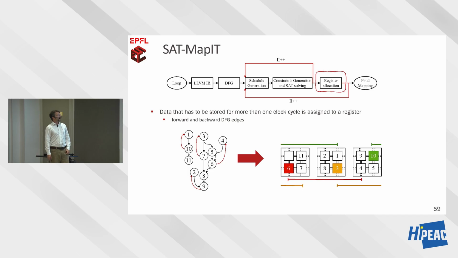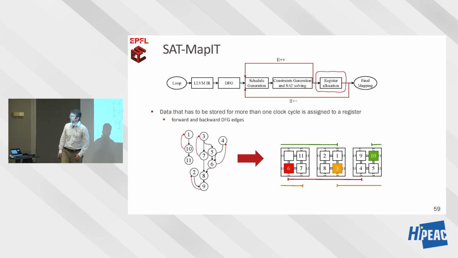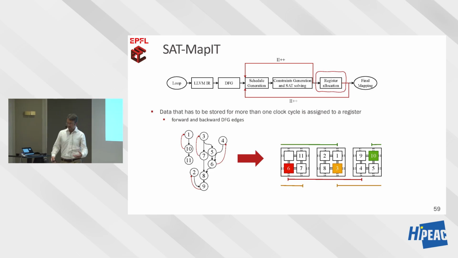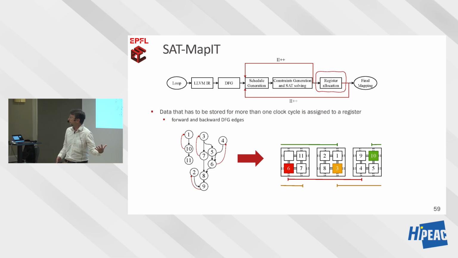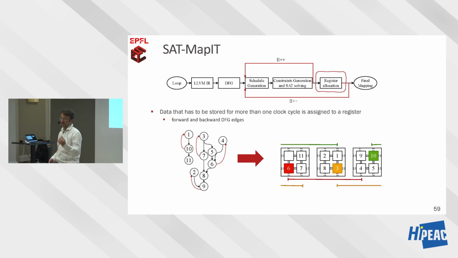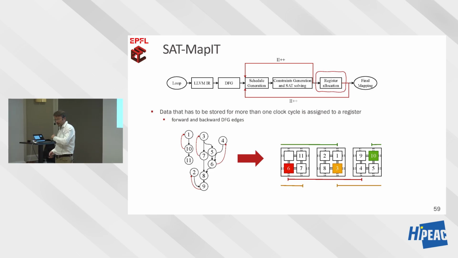Okay, so the last thing that we have to do is to look at register allocation. Registers are present in each processing element to store intermediate variables, temporary variables, and there is a limited number of registers in each processing element. So we have to make sure that we are assigning a register to each variable and that our mapping is feasible.